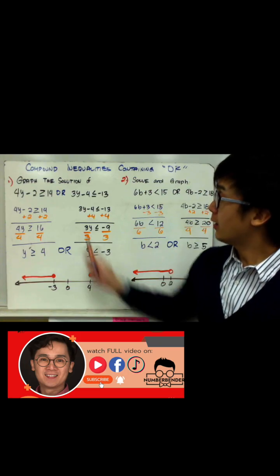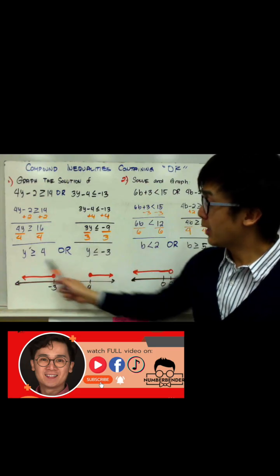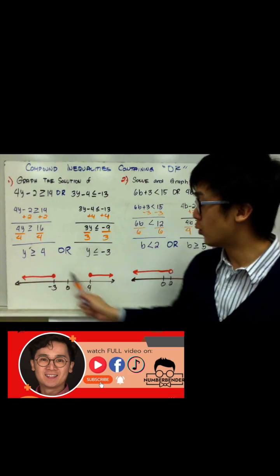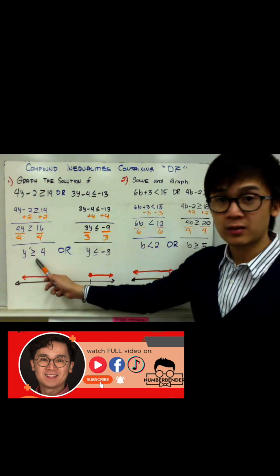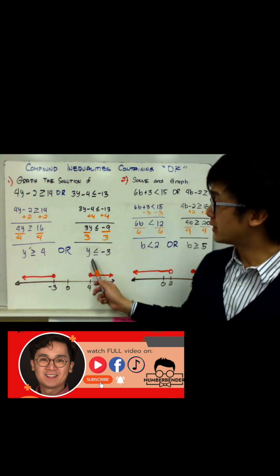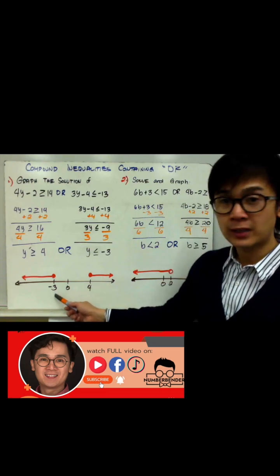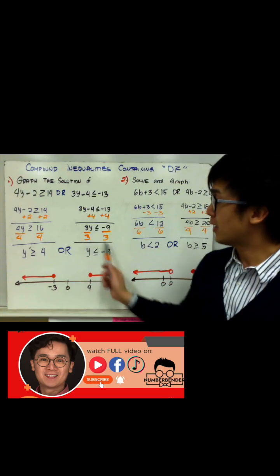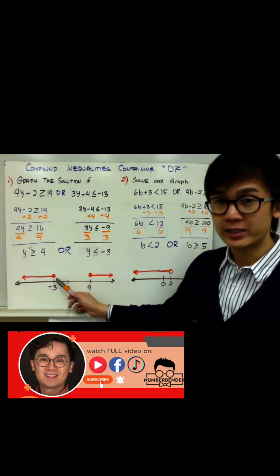Now to graph the compound inequality that's using the OR operation, if you graph the first set, which is y greater than or equal to 4, it will be 4 right here with a shaded circle going towards the right because it's the greater than or equal to symbol. Now for the second set, y is less than or equal to negative 3. Negative 3 is right here and it's moving towards the left, and you are using a circle which is shaded.